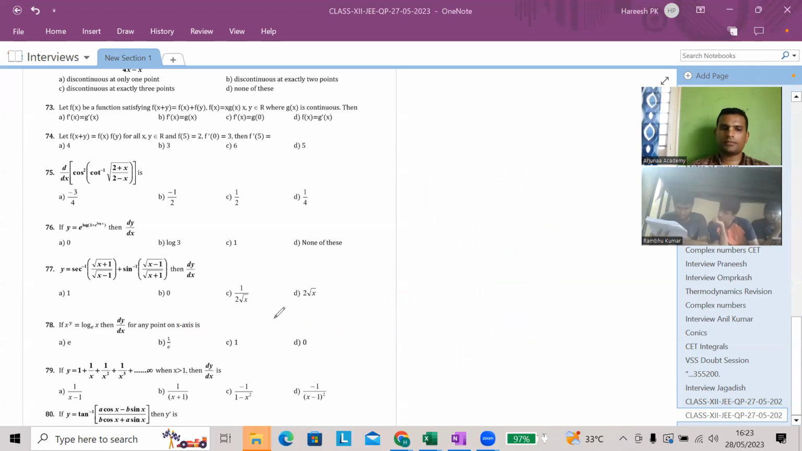If y equals 1 plus 1 by x plus 1 by x square plus 1 by x cube and so on till infinity, when x is greater than 1, then dy by dx.